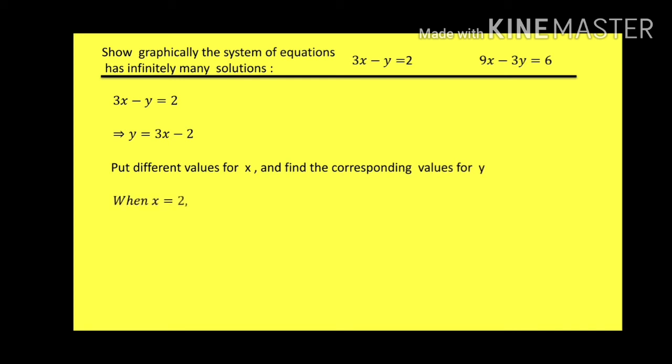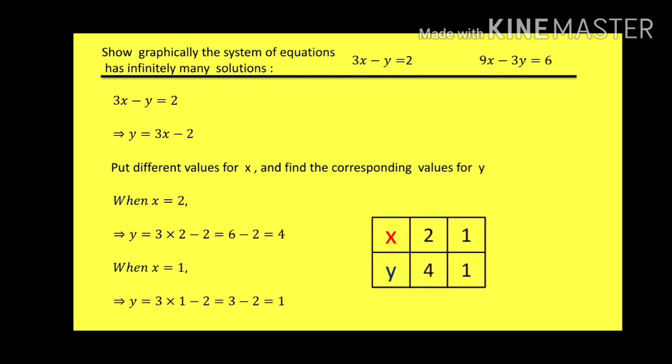So when x = 2, y can be 3 into 2, that is 6, 6 - 2 is 4. And when x = 1, y will be 3 into 1, 3 - 2 = 1. And we can complete the table. So x is 2, y is 4. When x is 1, y is 1.